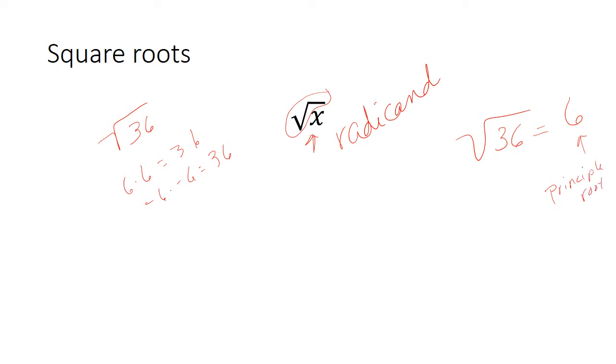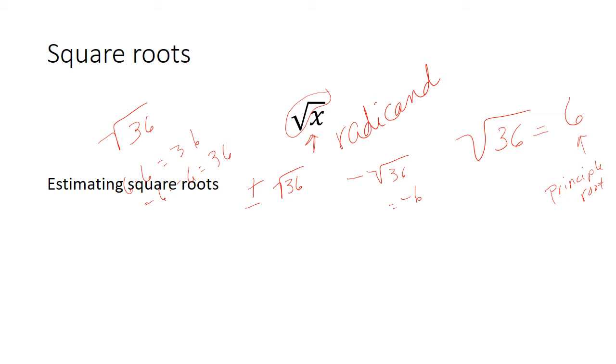If I wanted the negative root, I would use the negative in front. So I would say negative radical 36 so that I could get the root negative 6. All right? Now, if I'm wanting both, then we'll use the plus minus sign. Plus minus radical 36 means I'm wanting both the negative and the positive roots.